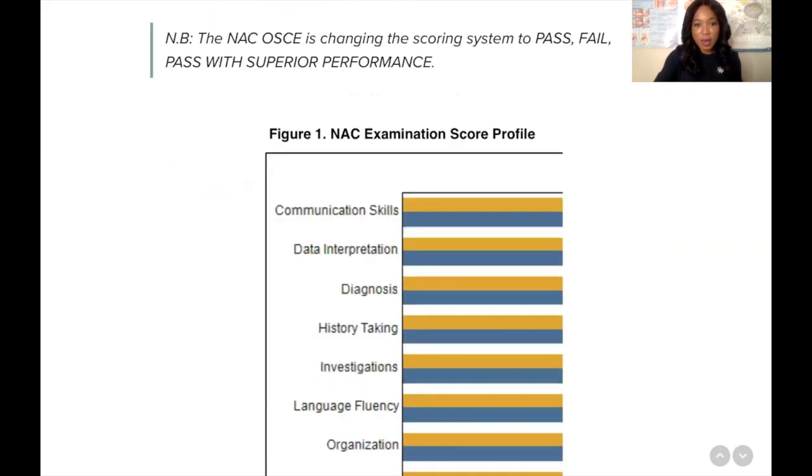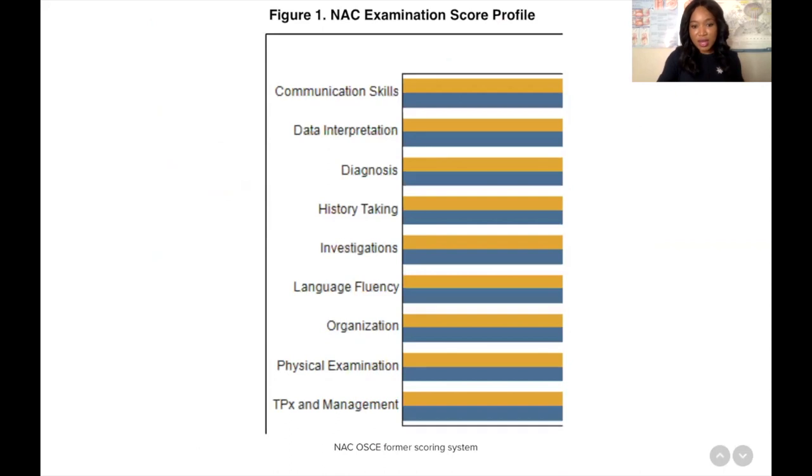Now, this is the former one way back. Look at how the domains were scored. Communication skills, data interpretation, diagnosis, history taking, investigations, language fluency. Look at all of these. History taking is just one band. So why do we spend all of our time on history taking? That's how we prepare for OSCEs. We keep on taking history, history, history, and you want to know all the history. It's just one band. That's what it is.